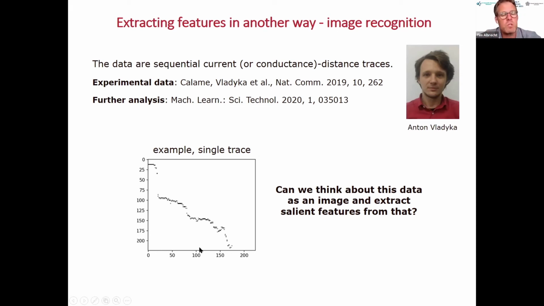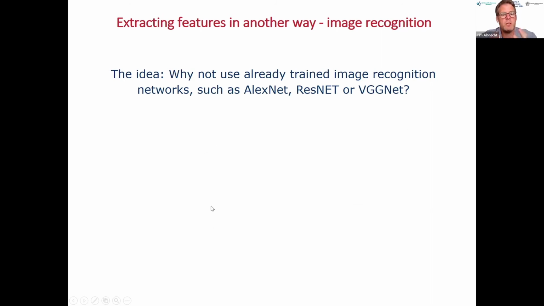But what we thought was, well, normally we think of this data as one-dimensional data, but basically we look at them as images, right? So these are black and white, a simple image. And the question we asked was, can we use this as image data and extract salient features from that? Because image recognition is, of course, something that's very well established in machine learning and AI, especially deep learning.